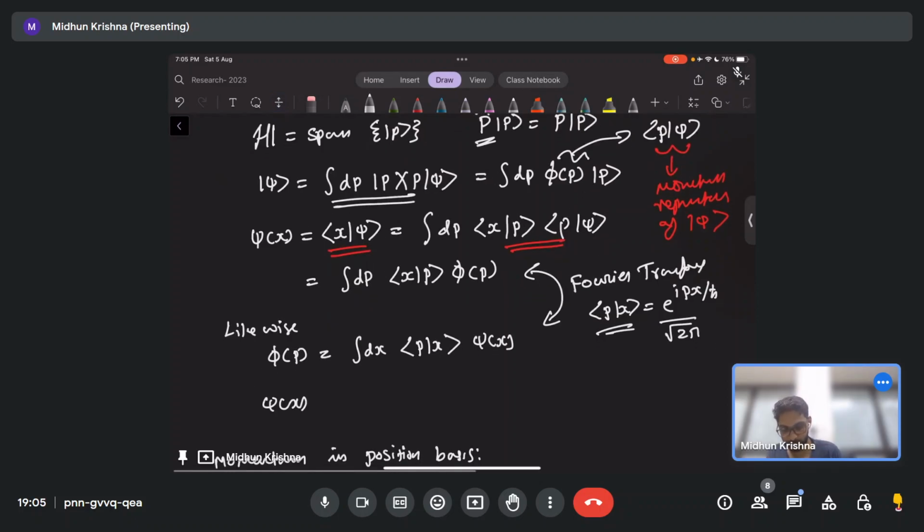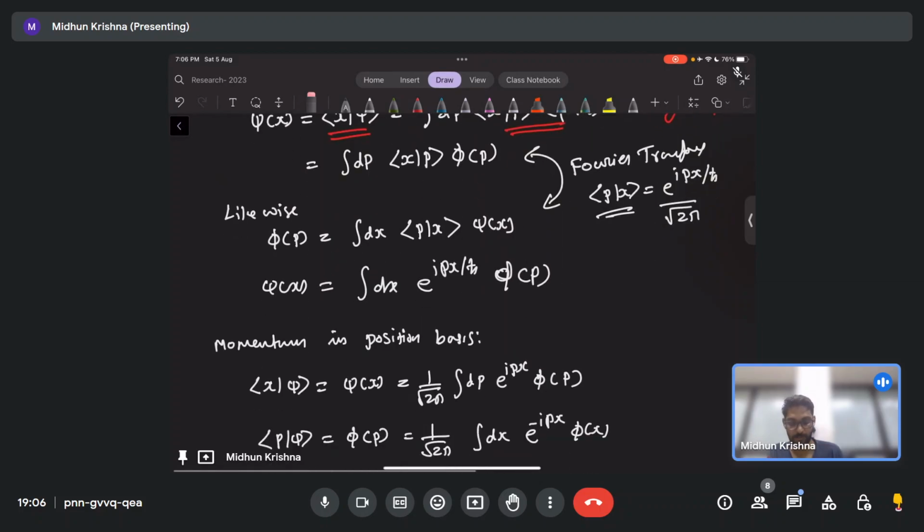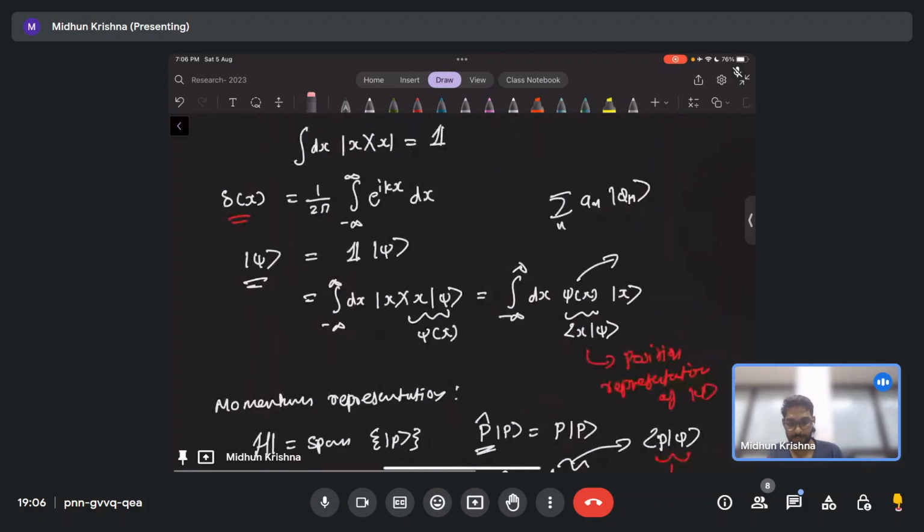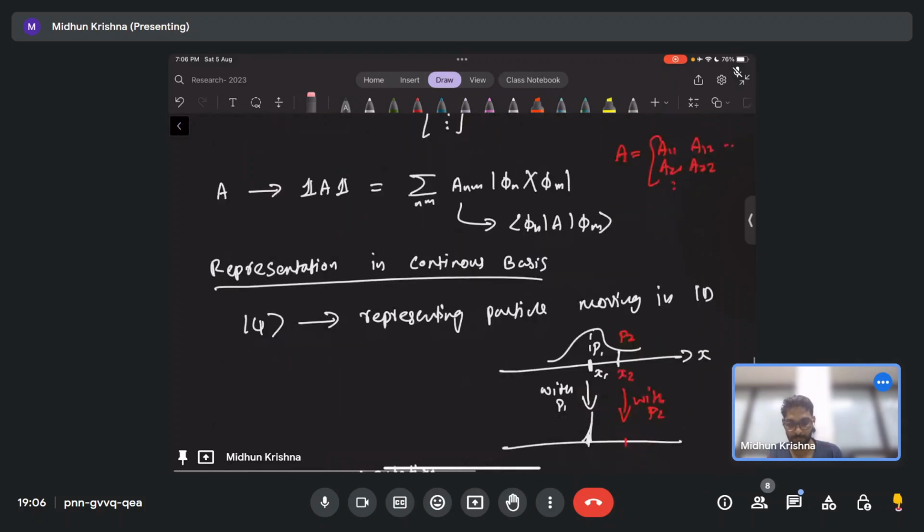So psi of x is equal to integral dp e to the power ipx by h cut phi of p, and the other way around, inverse Fourier transform will give me phi of p in terms of psi of x. So given a quantum state, I can either represent it in the position basis or momentum basis, in terms of psi of x or phi of p. They're equivalent. They are related by a Fourier transform. That's what this means.